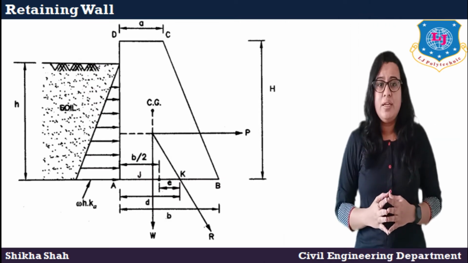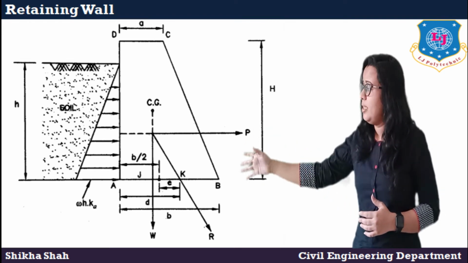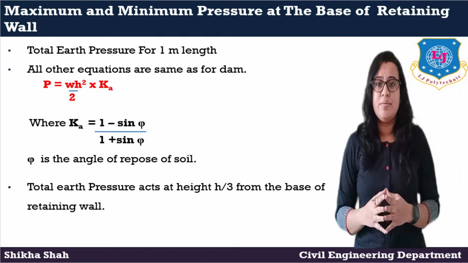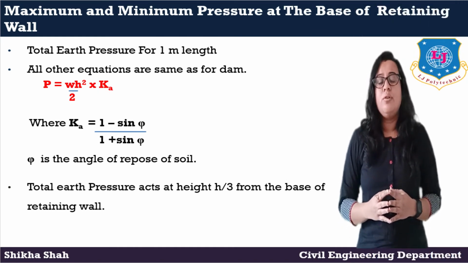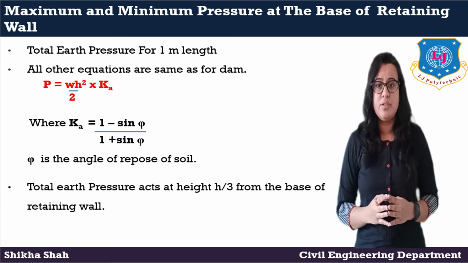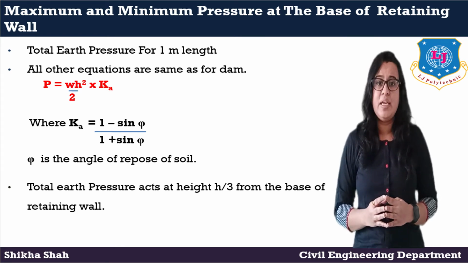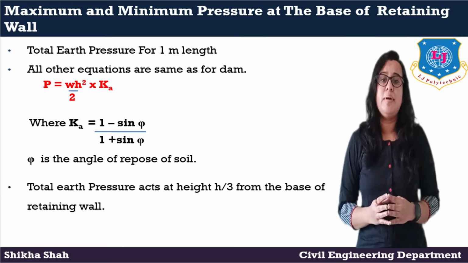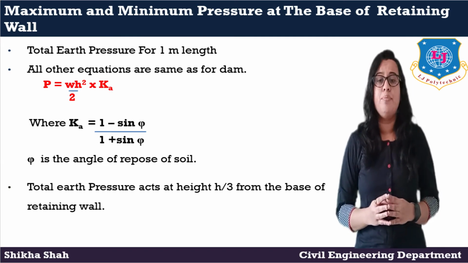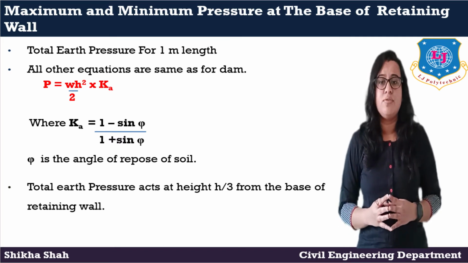Now for retaining wall, same as the structure of dam, but instead of water it retains soil. The maximum and minimum pressure at the base of retaining wall: all equations are same as for dam. The one equation, earth pressure, is equal to capital P equals wH square by 2 into Ka, where Ka is constant and calculated by the equation (1 minus sin phi) divided by (1 plus sin phi), where phi is the angle of repose of soil. The total earth pressure acts at height h by 3 from the base of retaining wall.